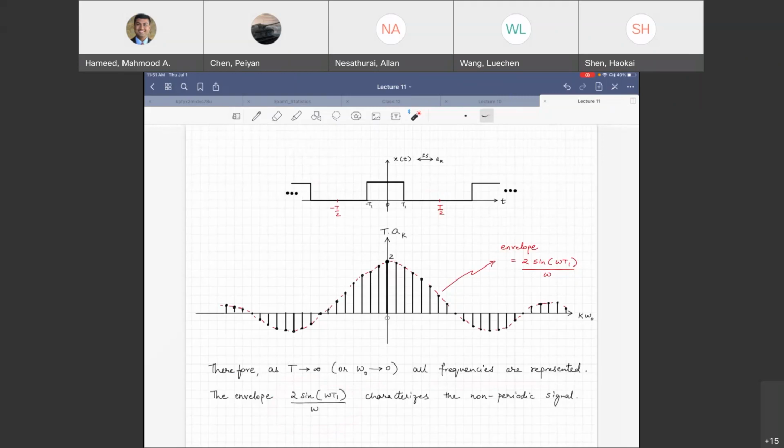So what do you have? If a rectangle is going from negative T1 to T1, the Fourier transform of that is going to be 2 sine omega T1 divided by omega, which can also be written in sinc form. Multiply and divide by T1, combine sine x over x, and you get 2T1 sinc omega T1. Yeah, we'll prove that.